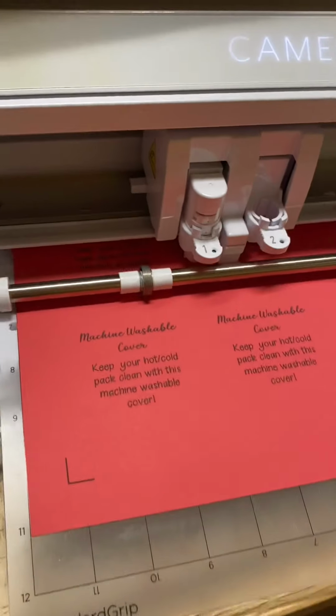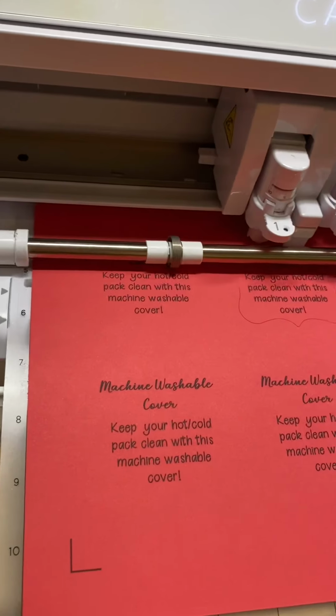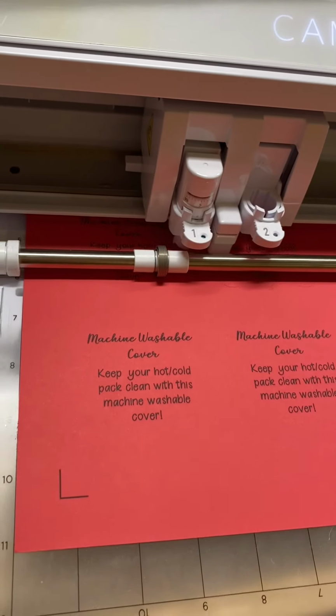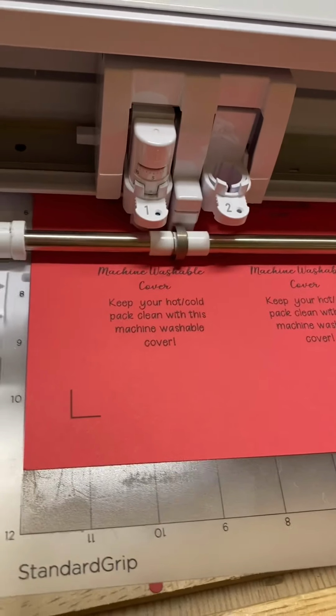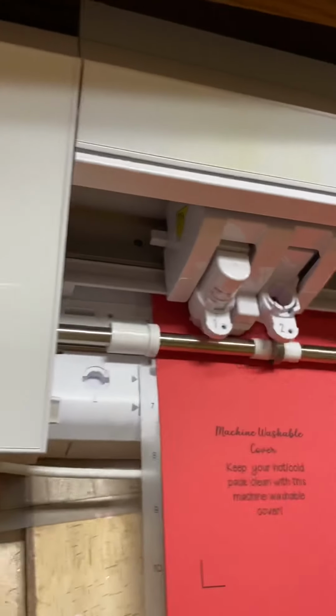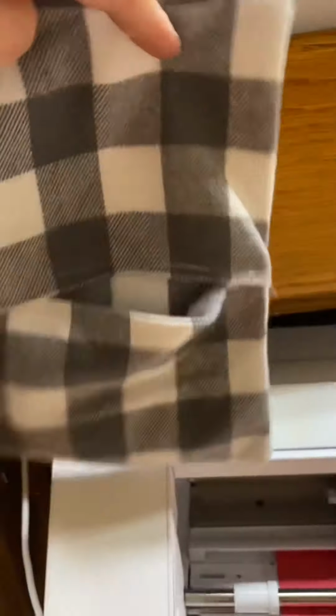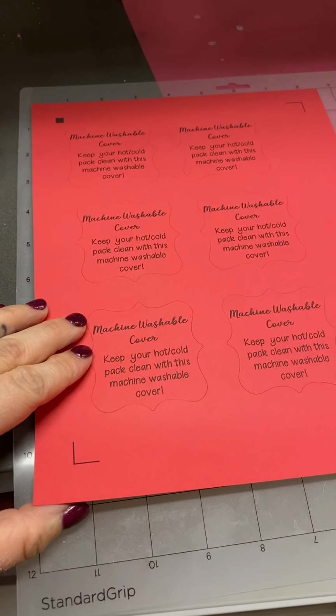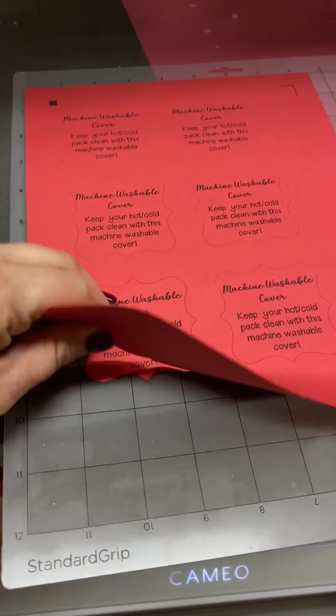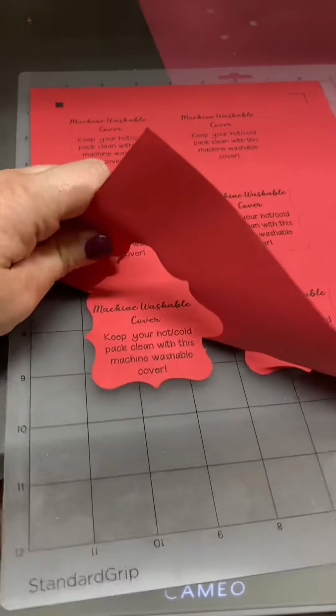But that is how you make a tag. And then once these are all cut, they are just ready to go on your package. And these are going on my washable hot and cold bags. So those will be going in gift boxes. Now they've been cut and they're ready to come off. And perfect cut.